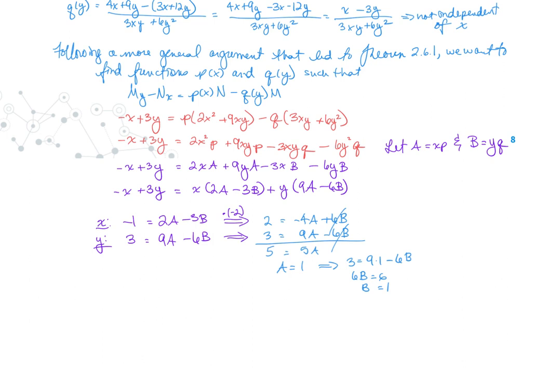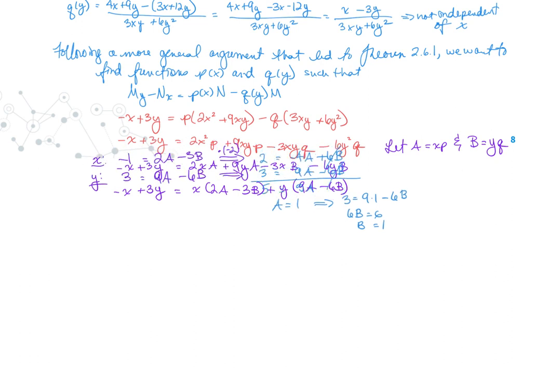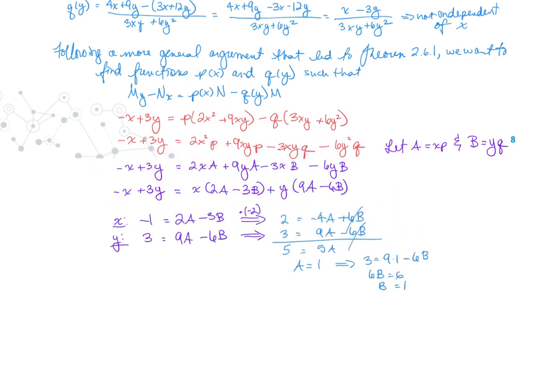What that tells us then is that we let A equal XP and we let B equal YQ. So that tells us that 1 equals XP and 1 equals YQ, or that P of X equals 1 over X and Q of Y equals 1 over Y.